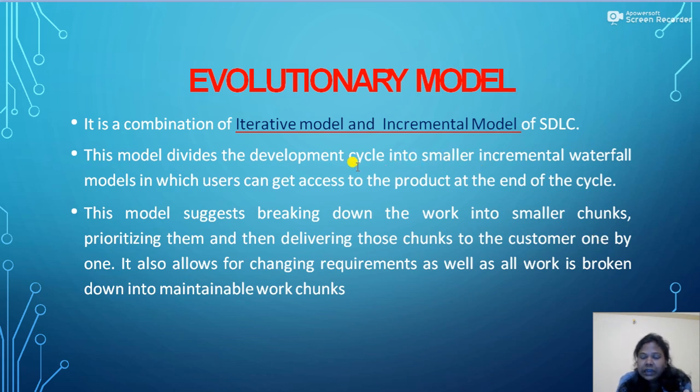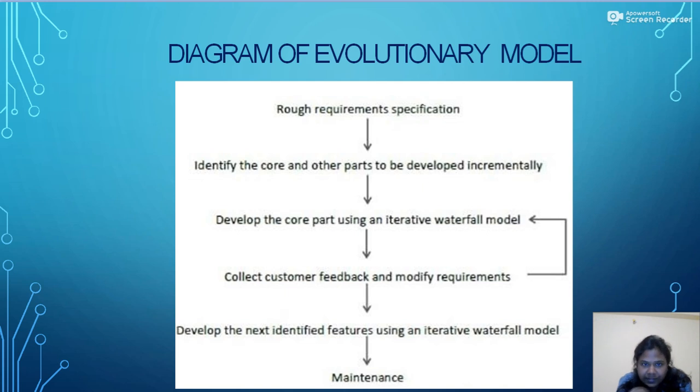And in the iterative model, we follow the phases of the waterfall model, which is the enhancement of the traditional waterfall model basically. Okay, so let's see the diagram here. That is the diagram for the evolutionary model. In the evolutionary model, we follow the process of the iterative model. What is the iterative model process?